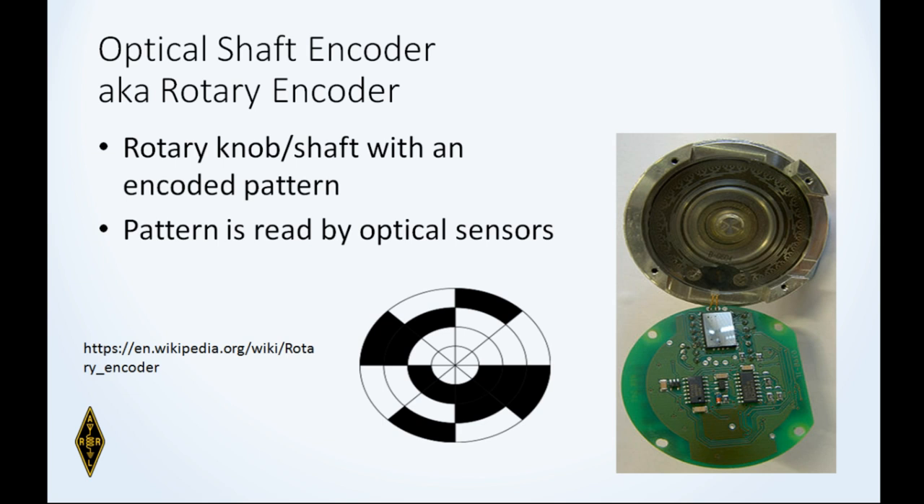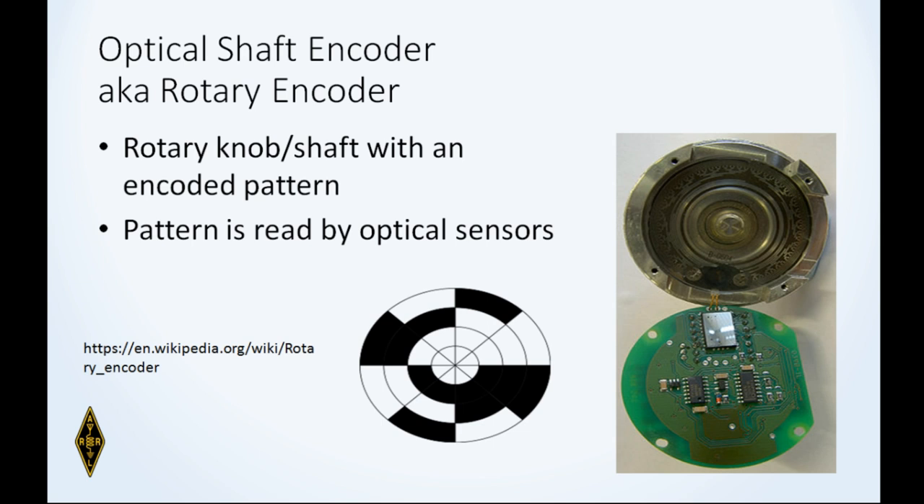All right, moving on. Your radio back in the day would probably have a big tuning knob connected by dial cord to a variable capacitor. Nowadays, you're going to have a tuning knob that's connected to an optical shaft encoder. And by turning that encoder, you're generating digital signals, digital pulses, that control the digital frequency synthesizer inside your radio. So that's an optical shaft encoder, also known as a rotary encoder, where you have a pattern inside the device that as you turn it, sensors read that and generate digital pulses.